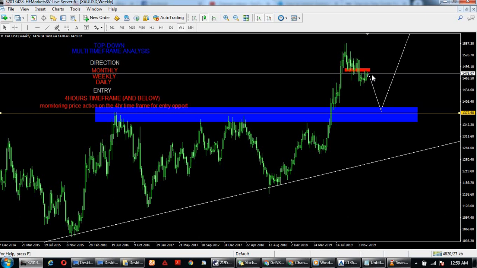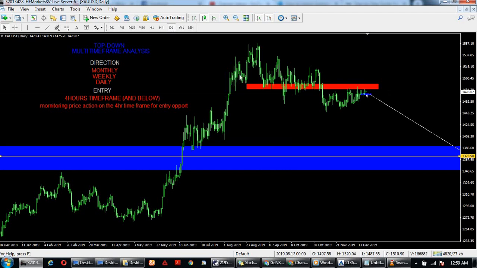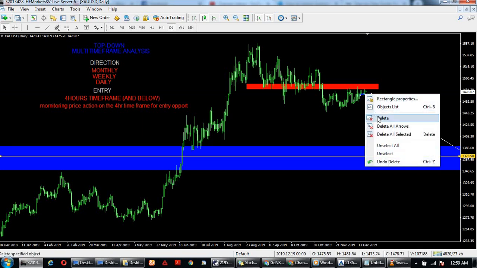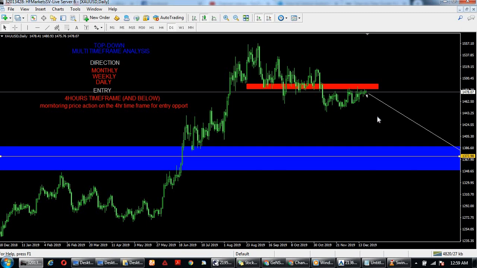So now let's get down to the daily time frame and let's see what's happening. Don't forget, guys, we said our direction is meant to be identified from the monthly, the weekly, and the daily time frame. That's what gives us the direction of the market. So now on our daily time frame, we can see how this plays out very well. Support now broken. We can see price now coming back to this same point to do what? To find that resistance there. So yes, guys, we should be looking out for selling opportunities on gold in the next couple of weeks.